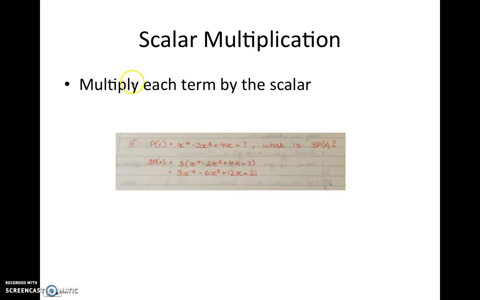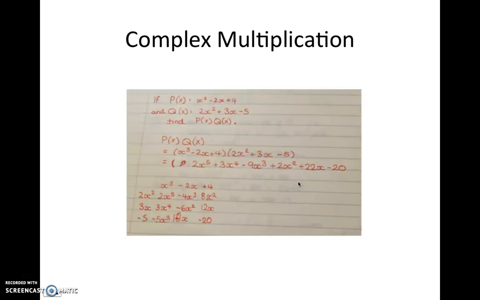Scalar multiplication, you've got to multiply each term in the polynomial by the scalar. They're usually represented like this, with a number and then the polynomial representation, p(x). So 3p(x) is equal to 3 times the entire polynomial in brackets to get 3x to the power of 4 minus 6x cubed, add 12x, add 21. Pretty simple.